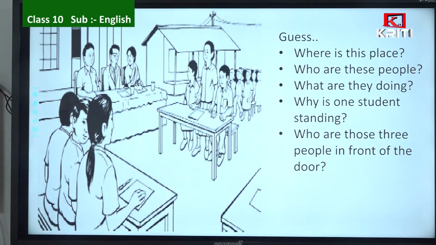And others are listening. Who are these three people in front of the door? These people, they are sitting and they are maybe talking silently. The debate competition is happening and no one is speaking in a loud voice. They are speaking so silently, in a low volume.